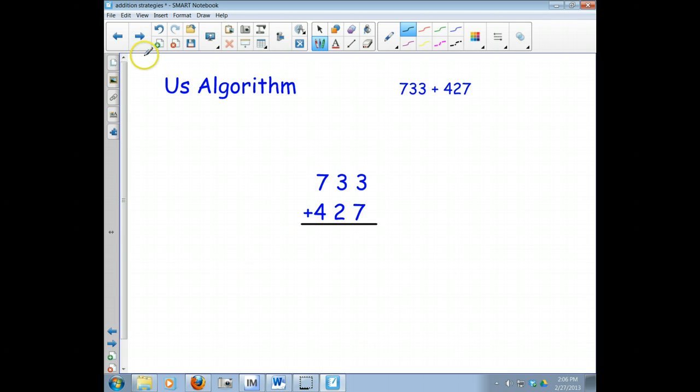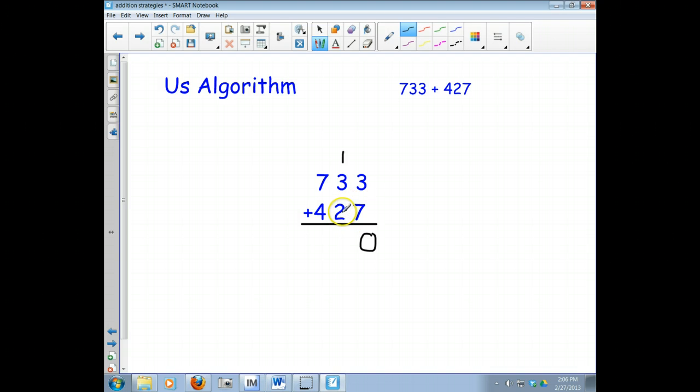All right, and the last strategy that we're going to go over is the U.S. algorithm. So when we're solving the U.S. algorithm, we have to keep in mind our place value because that is going to change when we have to regroup. So I've got 733 plus 427. I wrote them on top, and notice I lined up the ones, I lined up the tens, and I lined up the hundreds column. So I'm going to start here. 3 plus 7 equals 10. So I write my 0 for my 10. Then I have to carry my 1 over here to the tens place because it's not in the ones place anymore. So now I've got 1 plus 3 plus 2, but really it's 10 plus 30 plus 20.